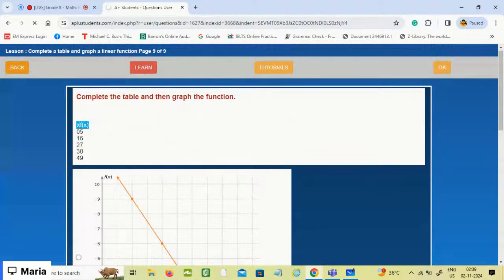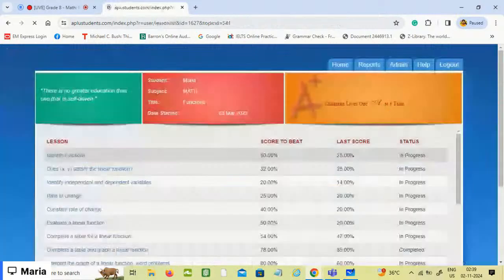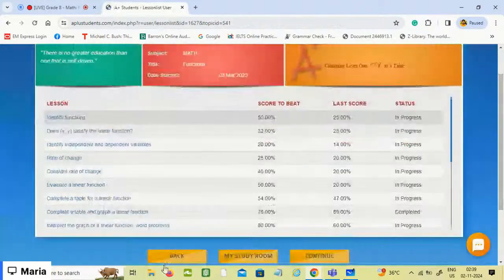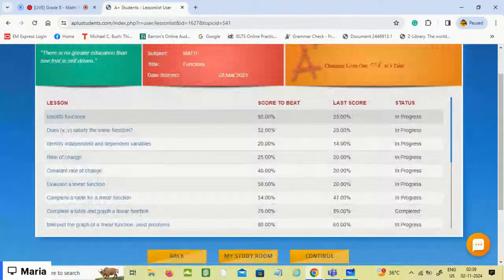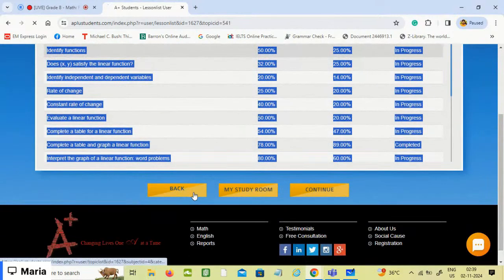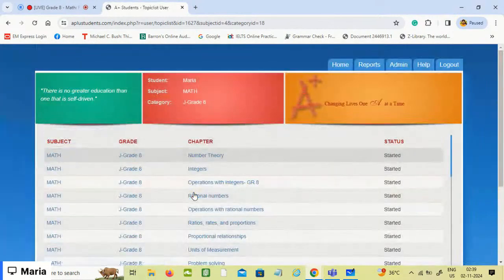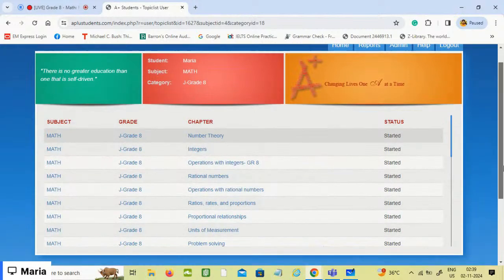So we were working on grade 8 math. The chapter we were working on is functions, and the lessons we have covered today are constant rate of change, evaluate a linear function, complete a table for a linear function, complete a table and then graph the linear function. So please make sure before the next session you complete all the practice questions for the lessons we just did. That is your homework until next session.